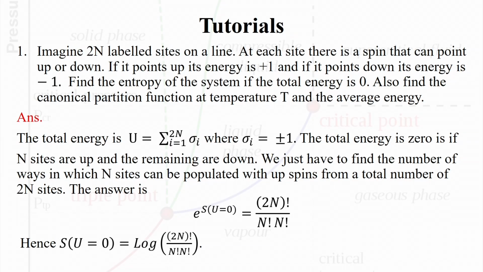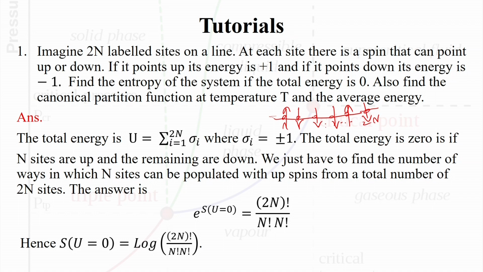Okay, imagine you have 2n labeled sites on a line. I am thinking of a straight line here, and there is a lattice, and for convenience I am going to assume an even number of sites. So, the number of sites is 2n. On each site there is a spin which can be up or down. So, for example, I can have a situation like this, some pointing up, some pointing down.